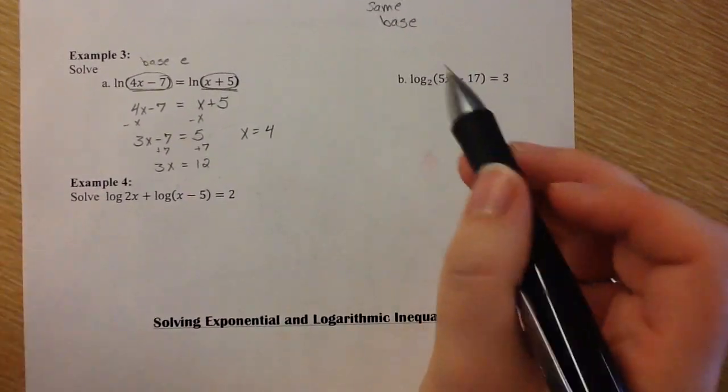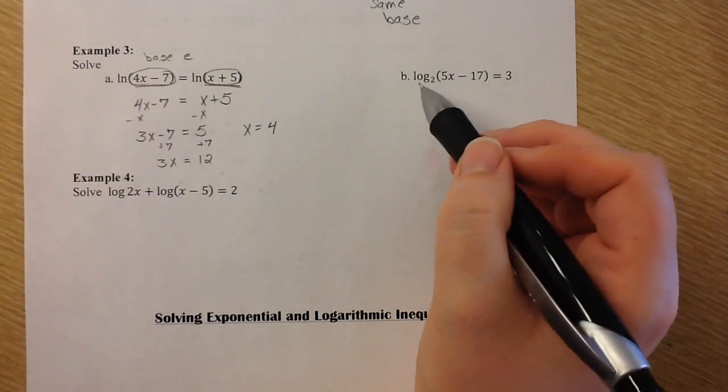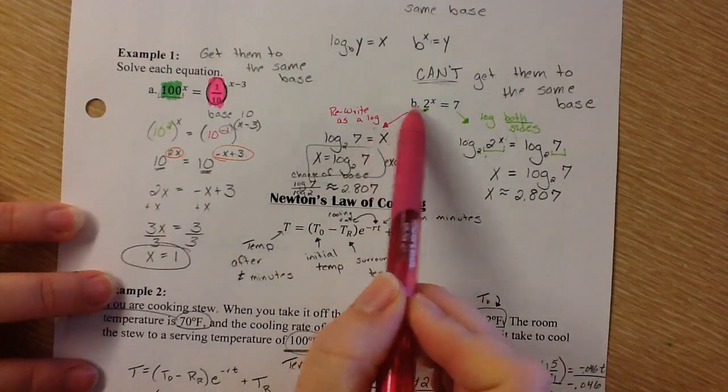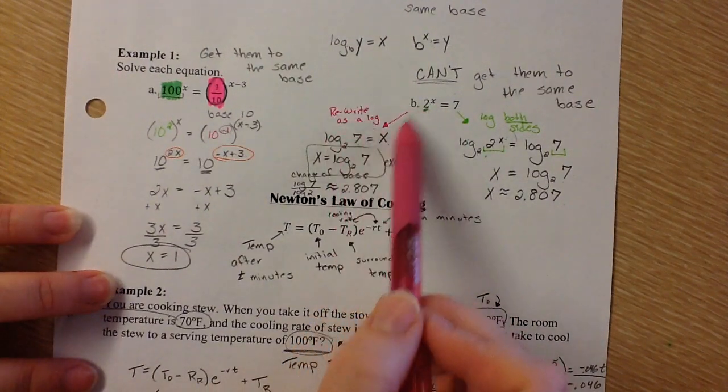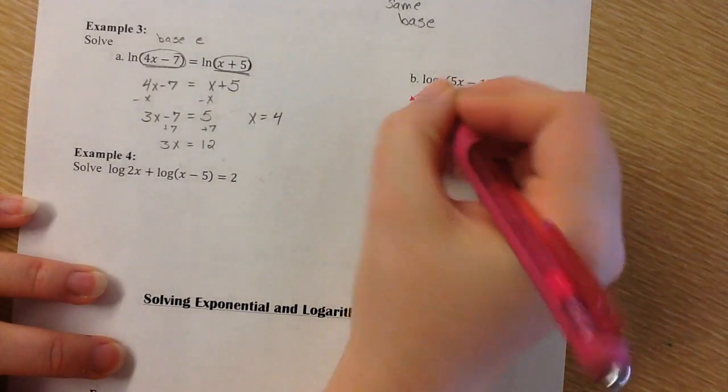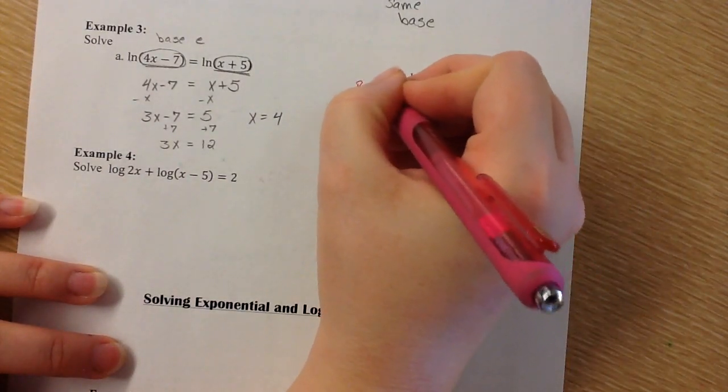Okay, the next one is if I don't have a log equals a log. I just got a log equation. Again, this has two different ways of doing it. Okay, the first way is the same here. Here we took the exponential and rewrote it as a log. Here, we're going to take the log and we're going to rewrite it as an exponent.